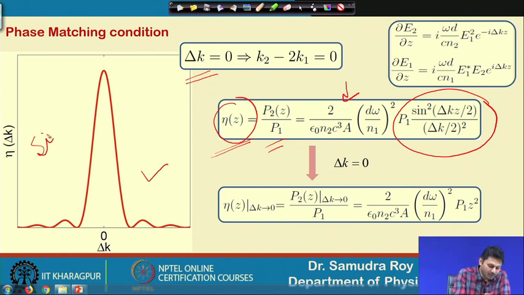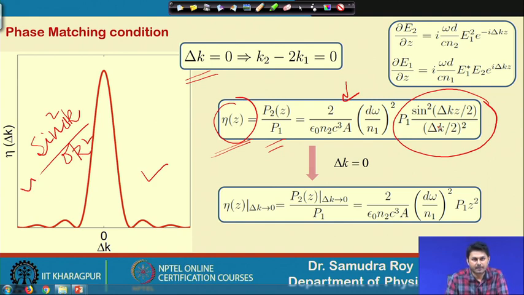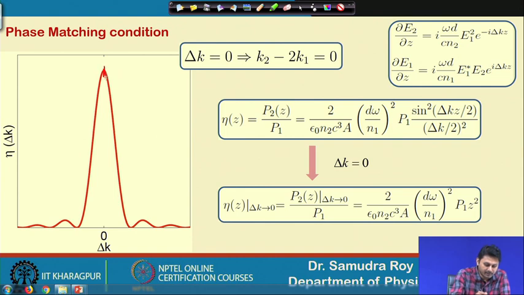So it is of the order of sine square delta k divided by delta k square. It is something like this. Here, instead of delta k, we are plotting delta k z by 2 and delta k by 2. If we plot these, we can see very clearly that we have a maxima here. At this point the function reaches a maxima, and at the other points the efficiency has a very small value. So, in order to have the maxima, what is the condition?